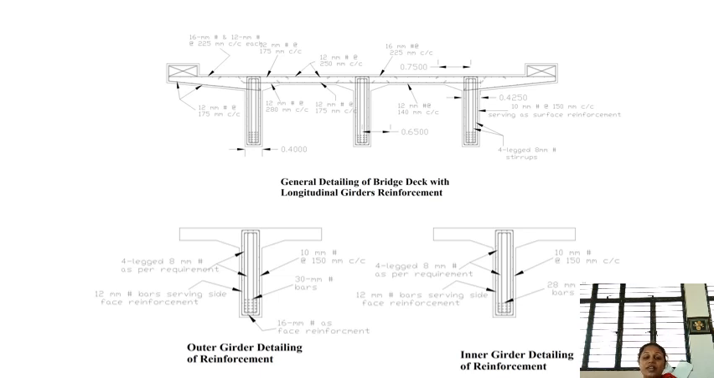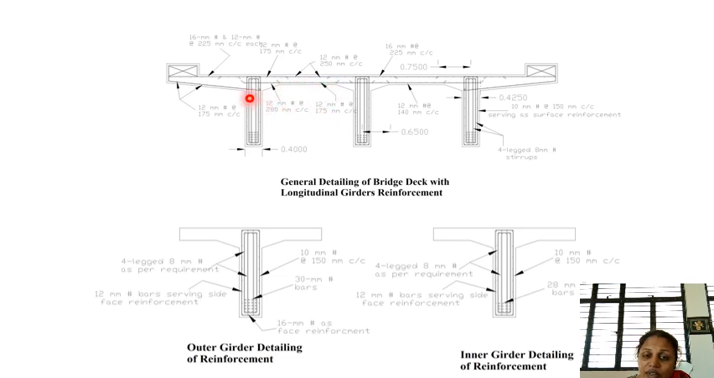So this is the general detailing of the bridge deck with longitudinal girder reinforcement, outer girder detailing and inner girder detailing. The center one, whatever you are seeing, this is the longitudinal girder reinforcement. So you can see the 16 mm dia bars at 225 mm center to center, that is the top steel, and whatever distribution steel is there, it is 12 mm dia at 250 mm center to center, that is the deck slab.